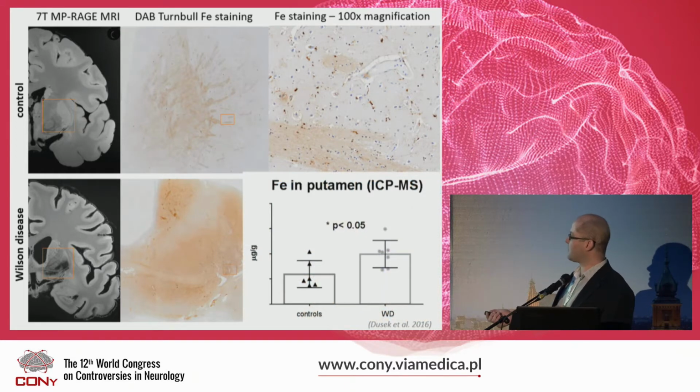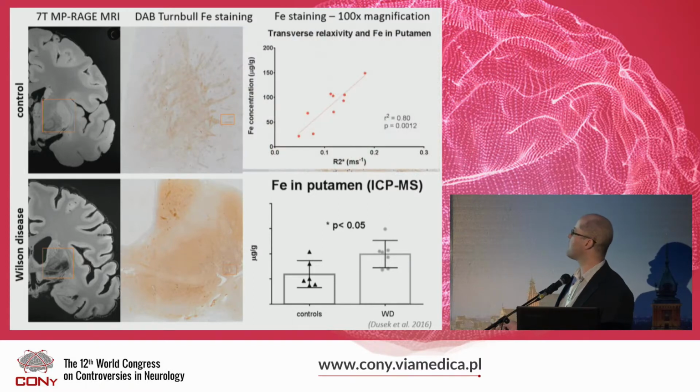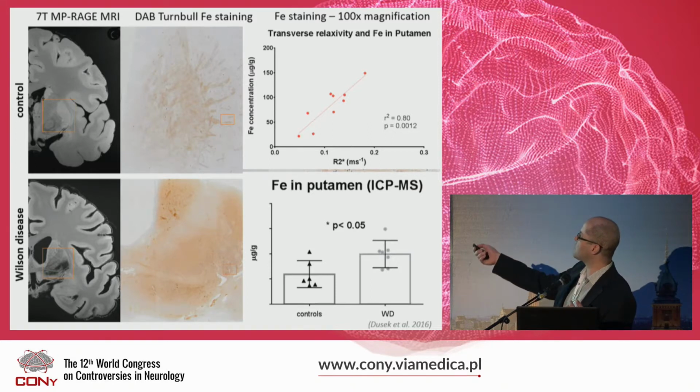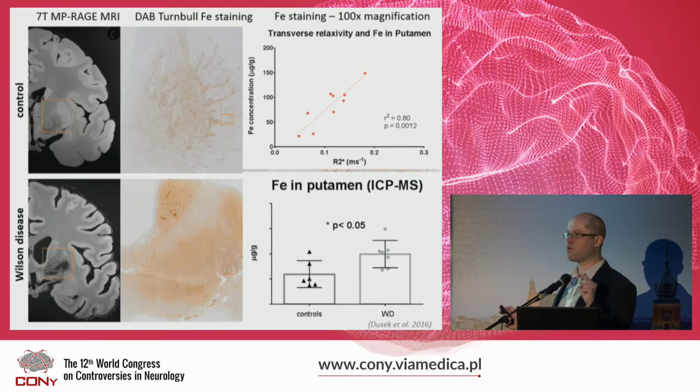And the quantitative measurements using ICP-MS showed that the iron was significantly increased in a group of VD brains compared to controls. And when we did correlation of the iron concentration with R2 star, which is a quantitative MRI parameter reflecting iron concentration, there was very tight correlation with iron concentration, but no correlation with copper. So that is a proof that these T2 hypointensities reflect iron accumulation and are not related to copper. Copper is invisible for MRI.